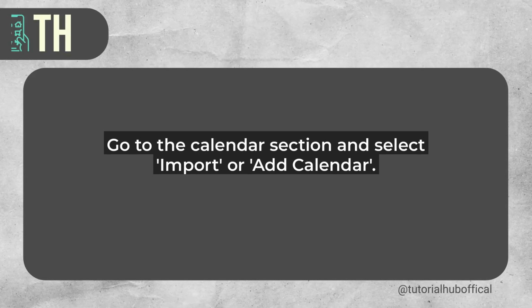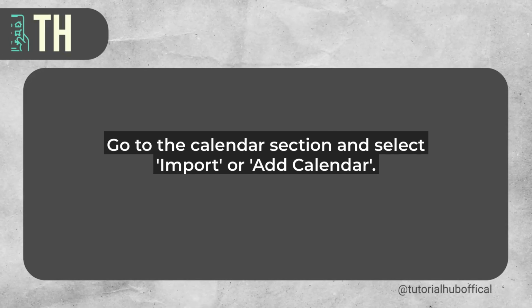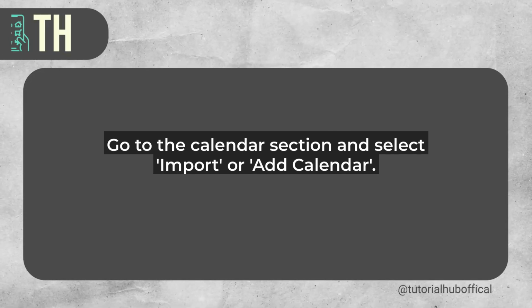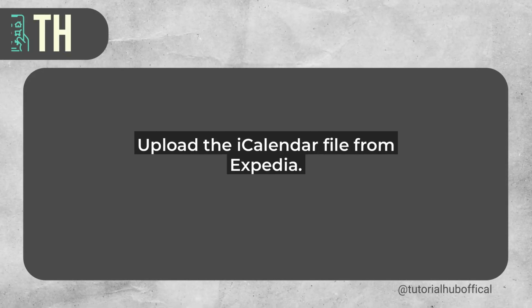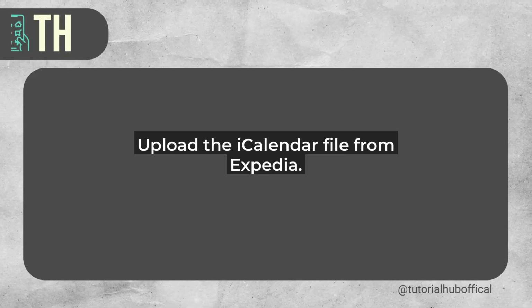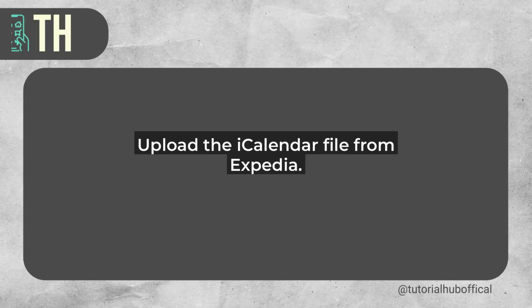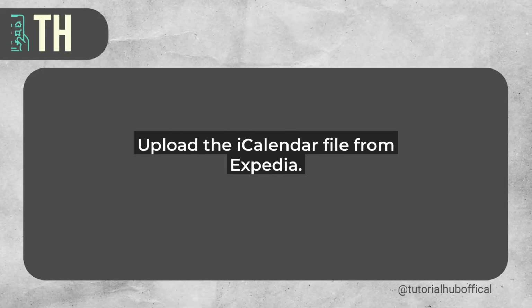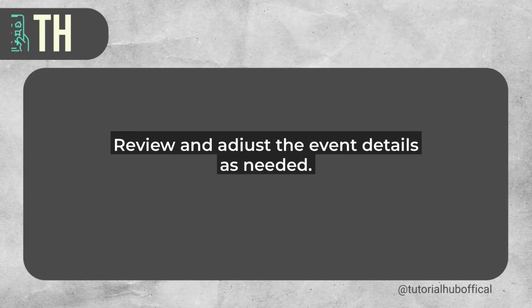Now, switch over to Microsoft Outlook. Open your email if you sent the itinerary that way, or if you downloaded the file, go to your calendar view. Click on Add Calendar or Import in the top menu. Select the iCalendar file you just got from Expedia, and Outlook will prompt you to review the details like dates, times, and locations. Double-check everything to make sure it's accurate, adjust if needed, such as adding reminders for your departure. After that, hit Save or Import and voila! Your Expedia booking is now in your Outlook calendar.